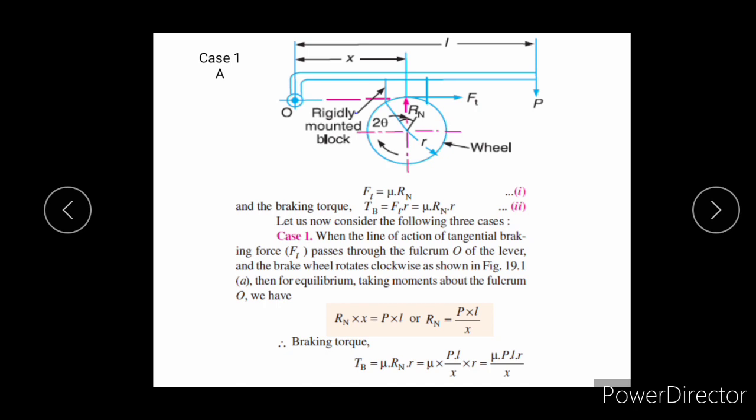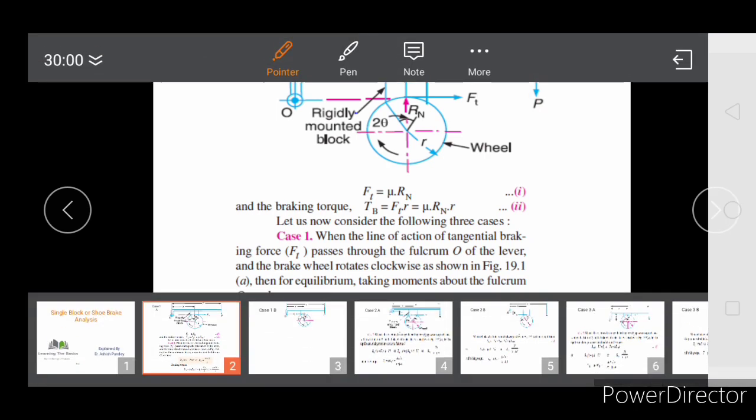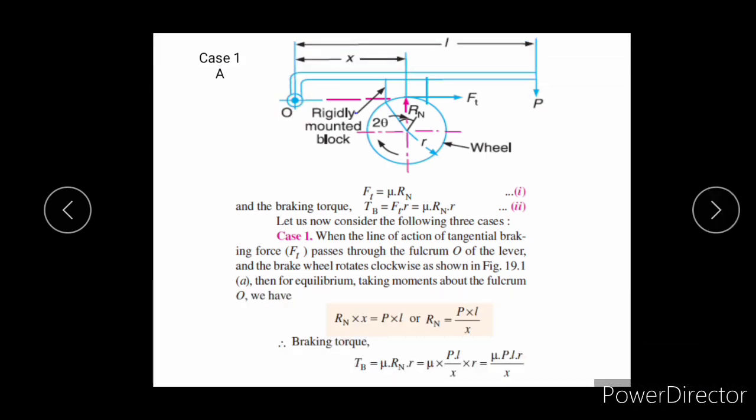Now let us discuss the distances from the fulcrum. So the distance of this reaction force from the fulcrum O is x. This distance is x. Where you apply the load or the effort, the distance from the effort to the fulcrum is L. This L is the distance between the effort and your fulcrum.